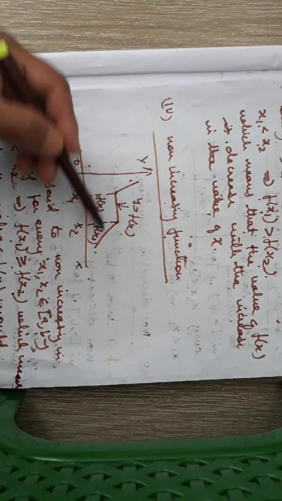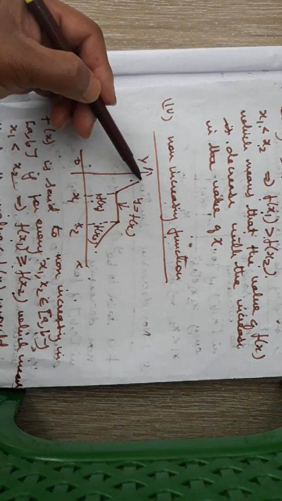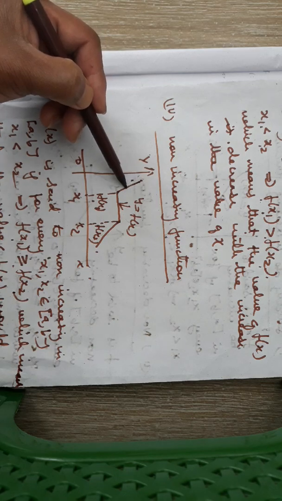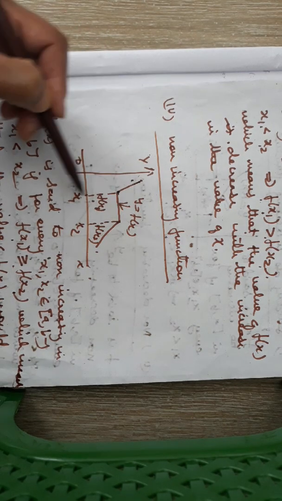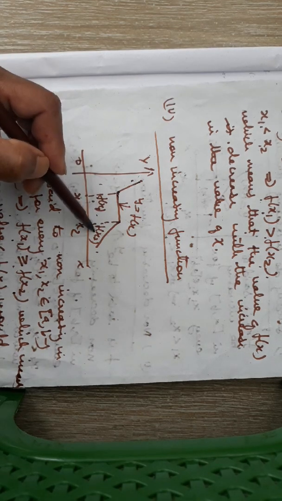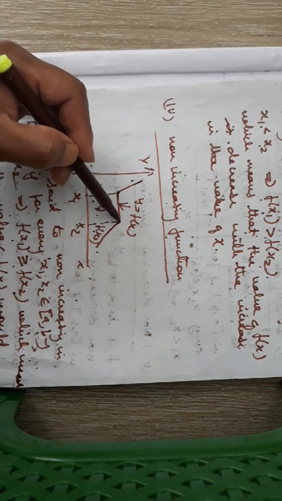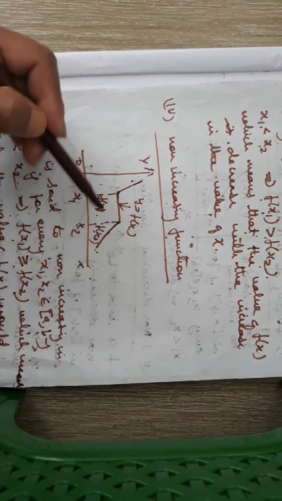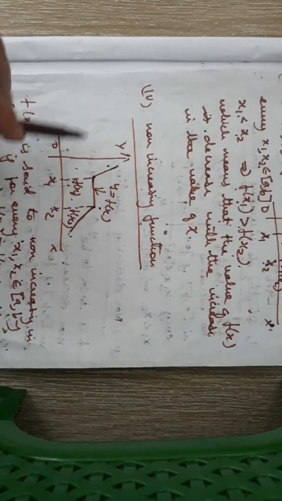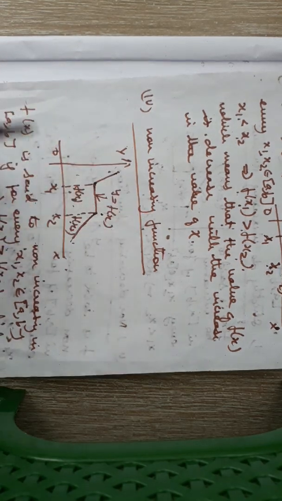So as you can see in the graph here, the function y equal to f(x) starts from here, keeps on decreasing, but at some point here, say x1, x2, it is parallel, meaning f(x1) is equal to f(x2), and after that it keeps on decreasing, which means that the value of f(x) would never increase with an increase in the values of x. So such a function is said to be a non-increasing function.